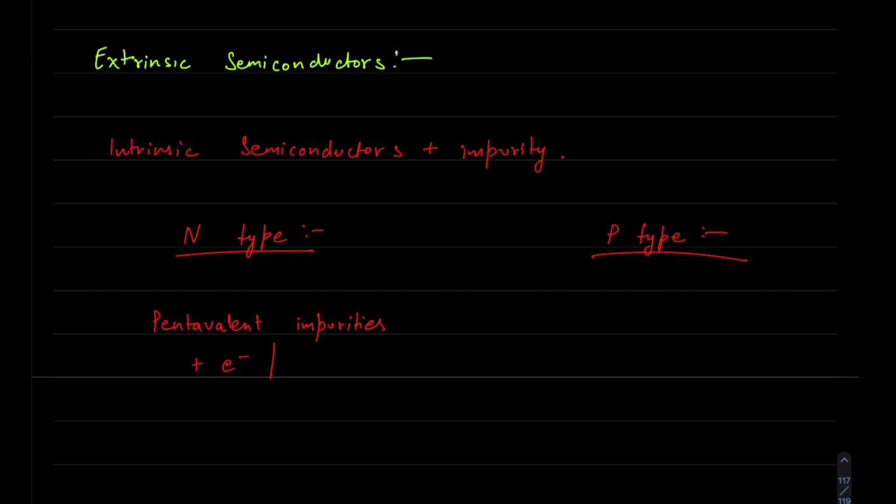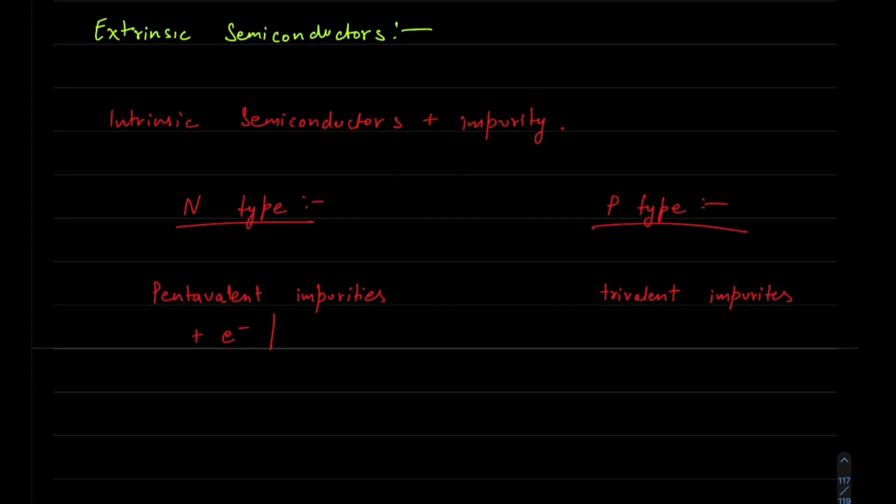In p-type semiconductors, we introduce impurities as opposed to n-type semiconductors. We dope them. Doping is the process of introducing impurities into semiconductors, right? We introduce trivalent impurities like boron and indium. Trivalent, they have 3 electrons in their valence shell.